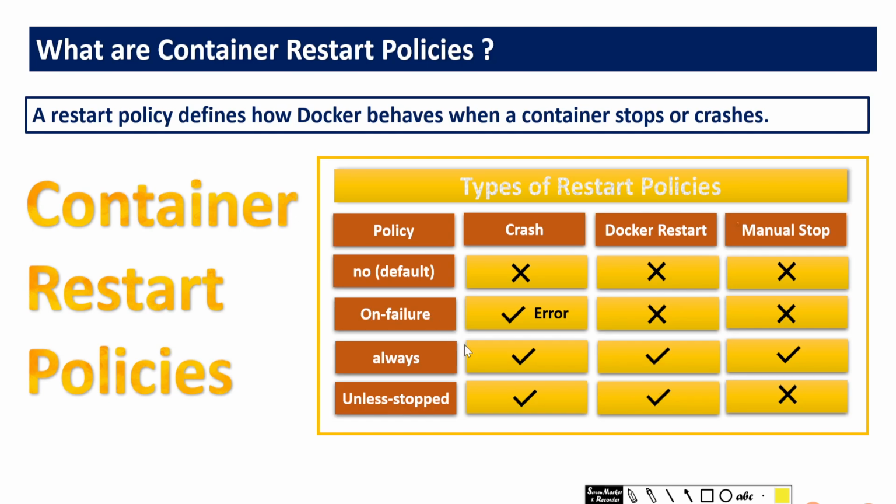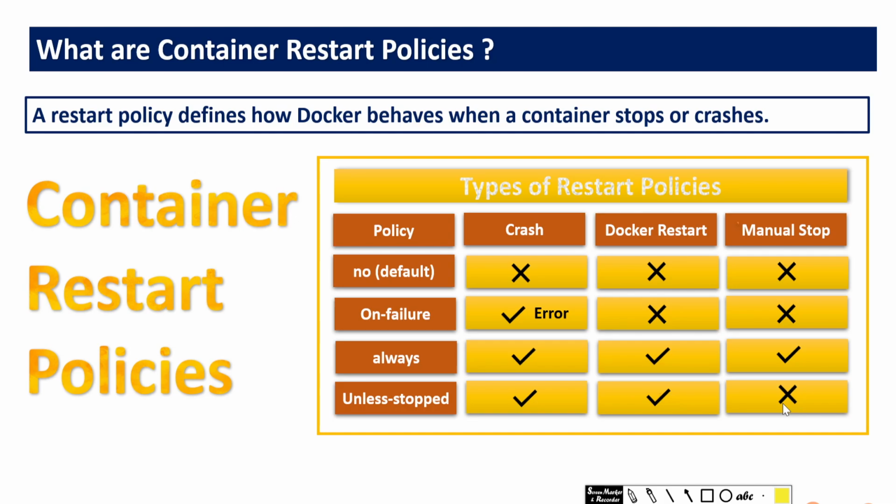And the fourth one is unless-stopped. Suppose your Docker container gets crashed, and you have set the restart policy to unless-stopped, then your container will be restarted automatically. And if your system or Docker daemon is restarted, then also your container will be restarted. And if you manually stop it, then it will not start.